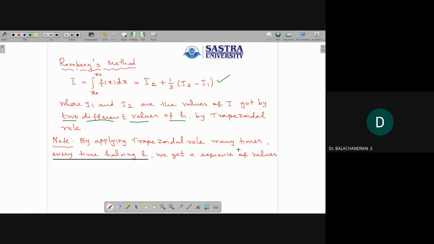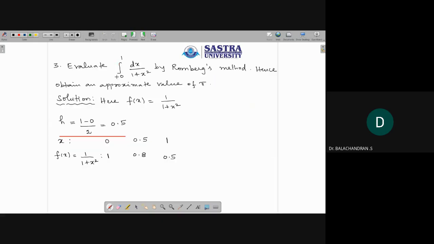By applying the trapezoidal rule many times, every time halving h. So suppose h is 0.5 the first time, we should divide h by 2 the next time. We get a sequence of values. Okay, I will explain through the problem. Evaluate the integral from 0 to 1 of dx by 1 plus x square by Romberg's method. Hence, obtain an approximate value of pi.